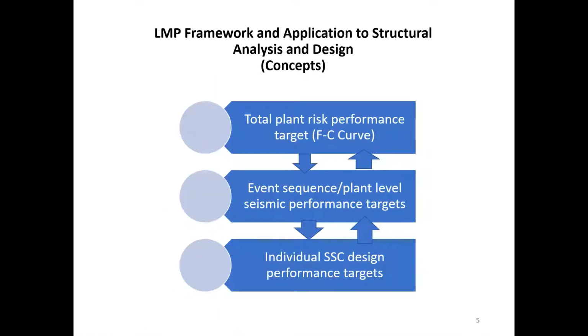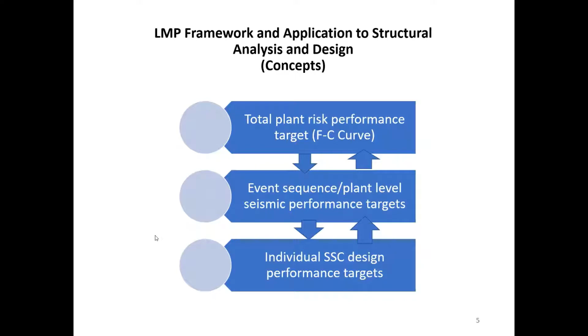So the question here is, how do we integrate this framework in applications of structural analysis and design? There are three things to think of. One is the total plant risk performance target, which I showed with the FC curve, which has both the event sequence risk and also the total plant risk in terms of the cumulative and individual effects. So now you have total plant risk, you have event sequence plant-level targets, and the seismic PRA sequences will also be mapped onto those targets. Now you have to take these targets and convert them to individual structure, system, and component design performance targets, so that when you design your SSCs to their targets, you satisfy both the event sequence requirements and the total risk.